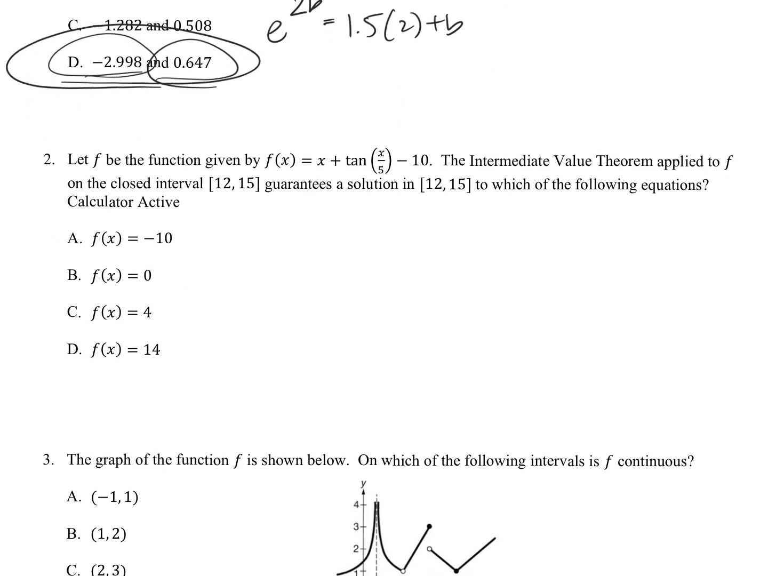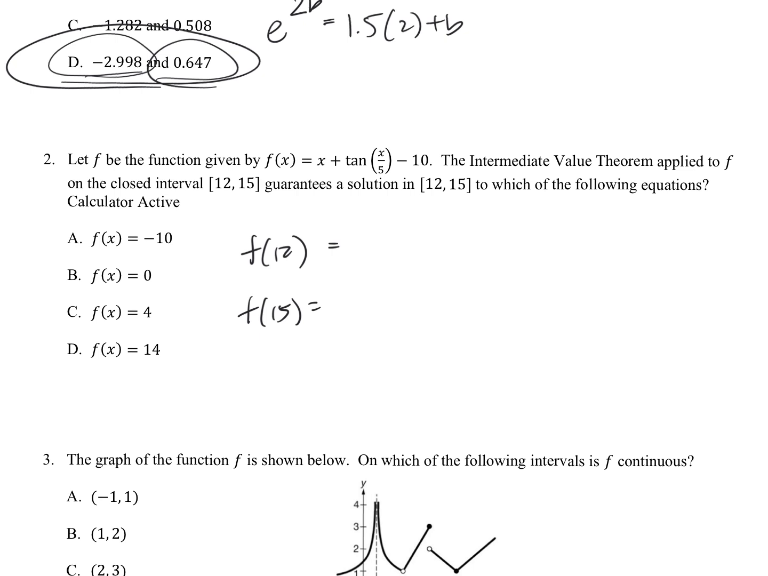Ooh, intermediate value theorem. The intermediate value theorem applied to f on the interval 12 to 15 guarantees a solution to which of the following equations? So what this is saying is between 12 and 15, my y values will need to be between something. So let's go find my y values. What's f of 12? What's f of 15? And this is definitely calculator active, so you could do it from your graph screen or just the home screen.